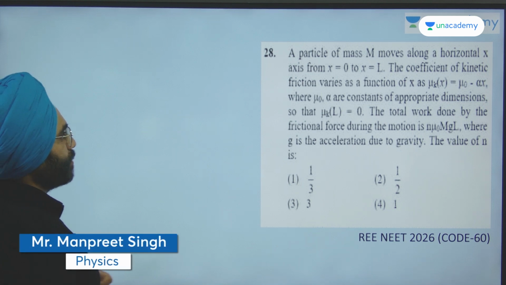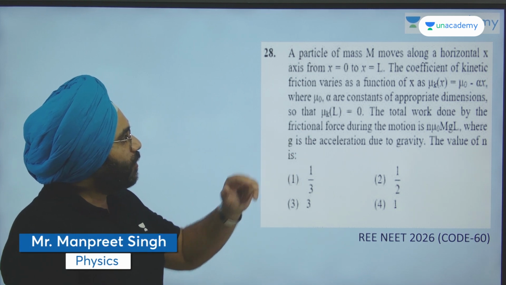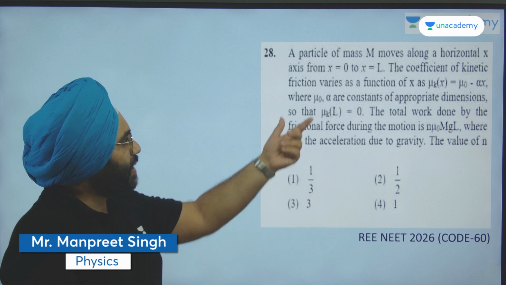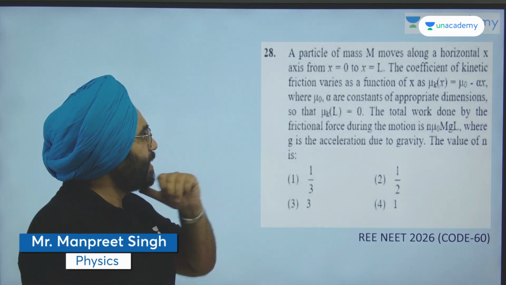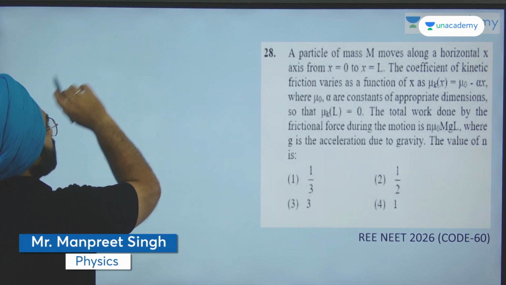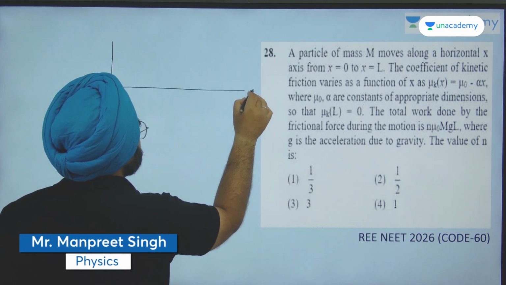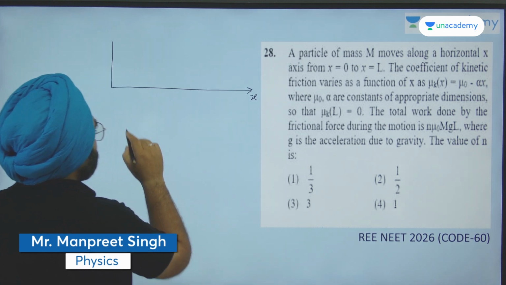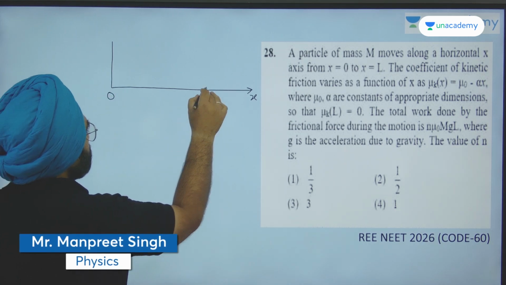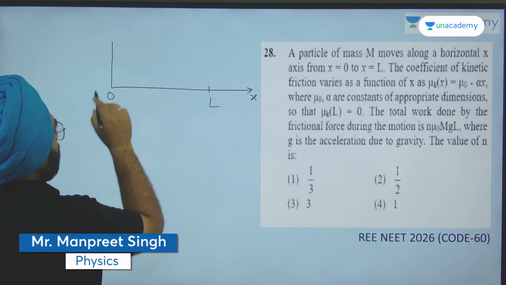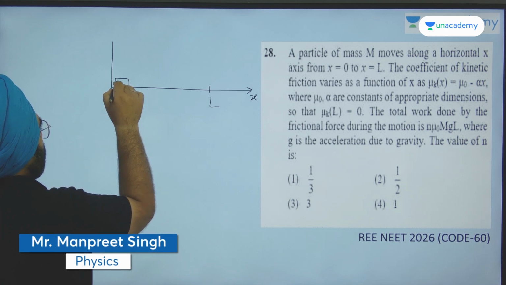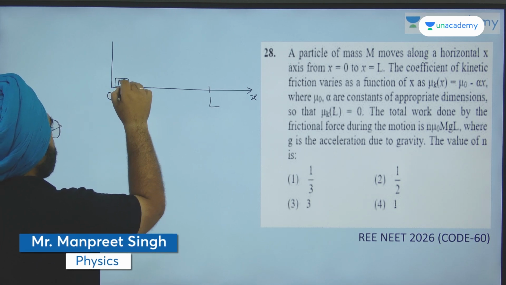Yeah, this question. A particle of mass m moves along a horizontal x-axis from x equal to 0 to x equal to L. Okay. Now we will draw the graph here like this. This is your x-axis. This is coordinate 0. This is coordinate L. Now here there is a particle. You can consider a body of mass m. It is moving in this direction.